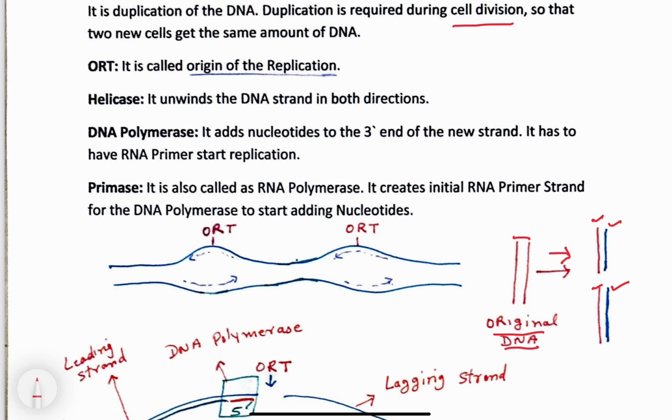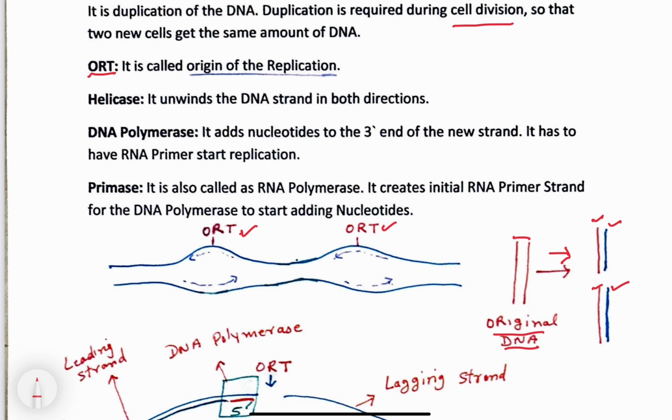So there are a lot of terms that we're going to describe in this lecture, like ORI, origin of replication. ORI is where the replication starts. So on a DNA, there could be many points where origin of replication can occur. So I'm just showing two. There could be more than two.